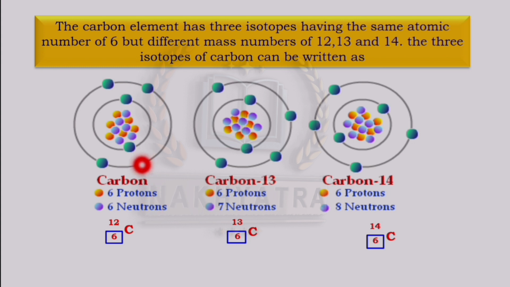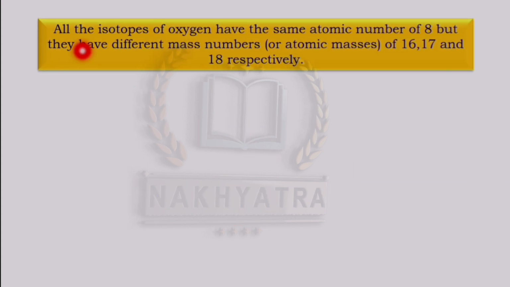So the first isotope of carbon, the mass number is 12. For the second isotope, mass number is 13. And for the third isotope, mass number is 14. Next, all the isotopes of oxygen have the same atomic number of 8, but they have different mass numbers or atomic masses of 16, 17 and 18 respectively.